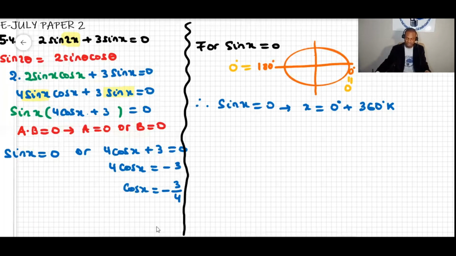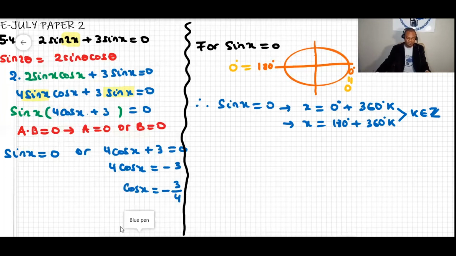As I said earlier, sine is also 0 at 180 degrees. So this means that x is also equal to 180 degrees plus 360 degrees k. Here, k is just an integer.